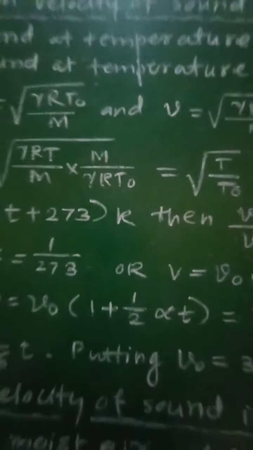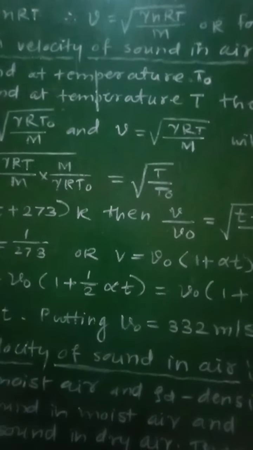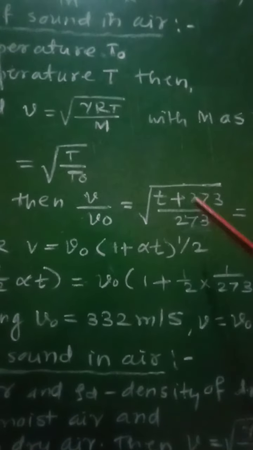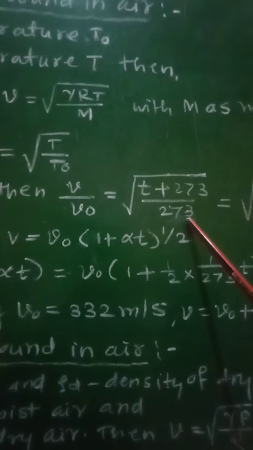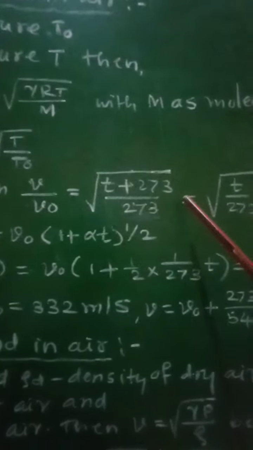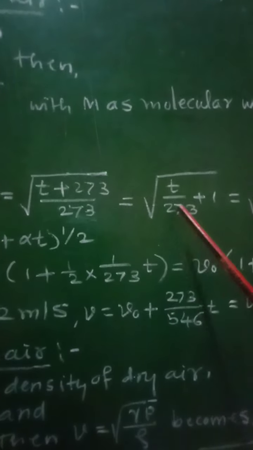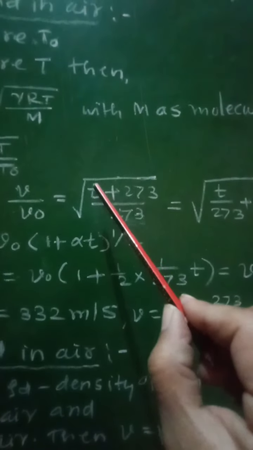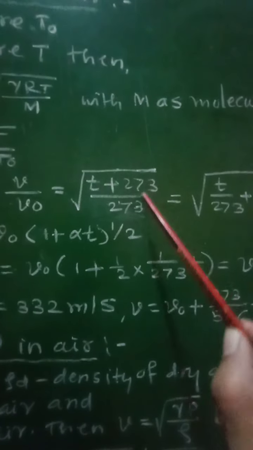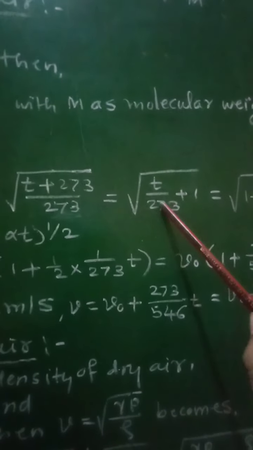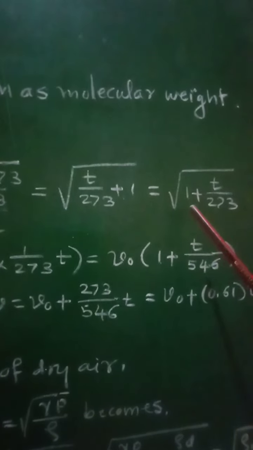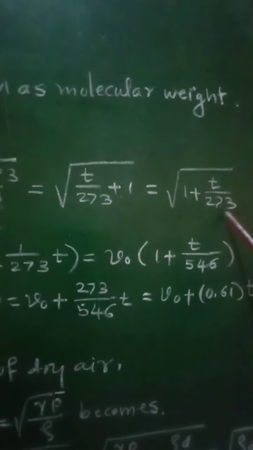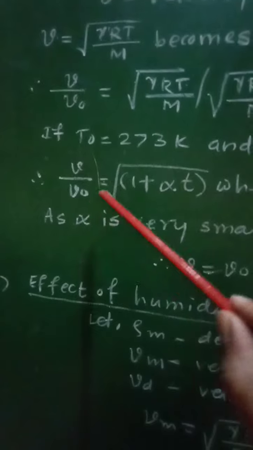And therefore from this we can write the ratio phi by phi0 as square root of T by T0. It will be written as square root of t plus 273 upon 273, because T0 is taken as 273 and T will be equal to t plus 273. That will be written as t upon 273 plus 1. So separating the denominator, it will be written as t upon 273 plus 273 upon 273, which will be equal to t upon 273 plus 1 under root. Rearranging the terms, we can write square root of 1 plus t upon 273.